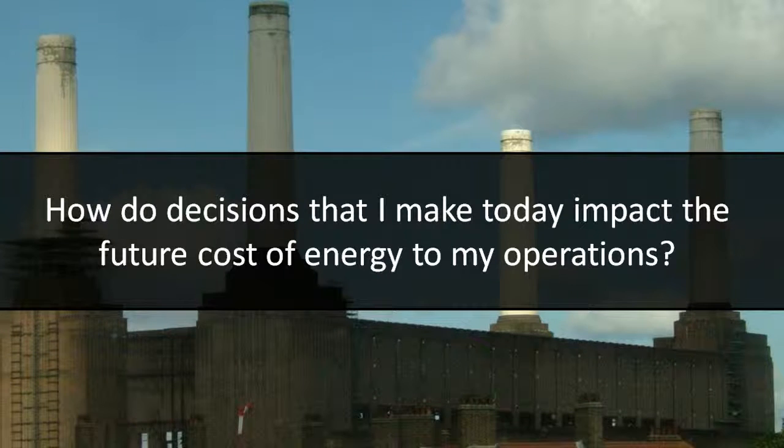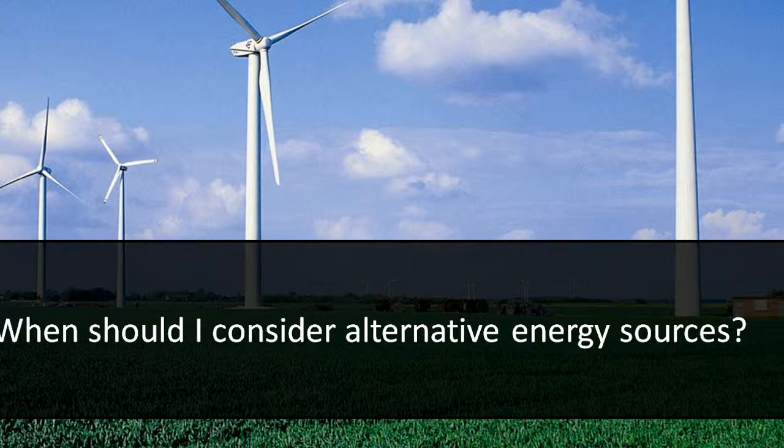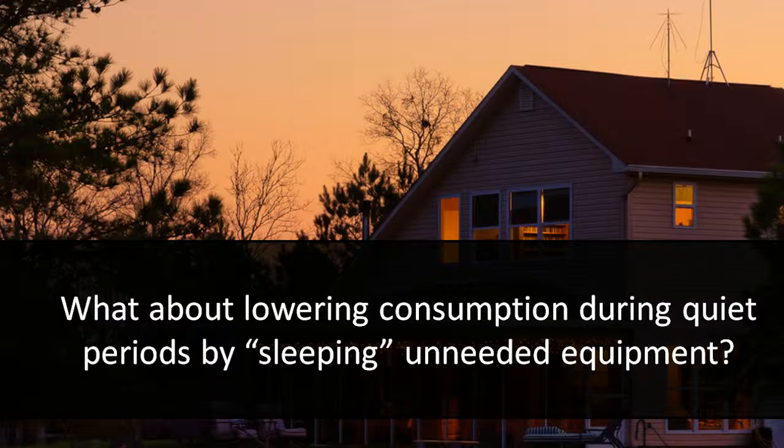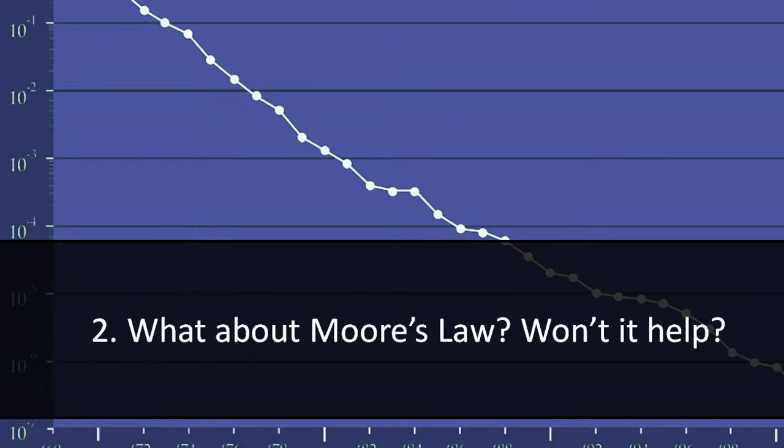Other questions we're going to look at here involve when should we consider alternative energy sources? What about lowering consumption and sleeping equipment during quiet periods? And what about the impact of Moore's Law? Lots of folks say that subscribership is growing and the cost of each subscriber is also growing in terms of energy. But won't this be offset by Moore's Law, the fact that equipment is getting cheaper and smaller on kind of an exponential basis? Well, certainly Moore's Law has an impact, but how does it interact with these other factors? So we'll take a look at that.